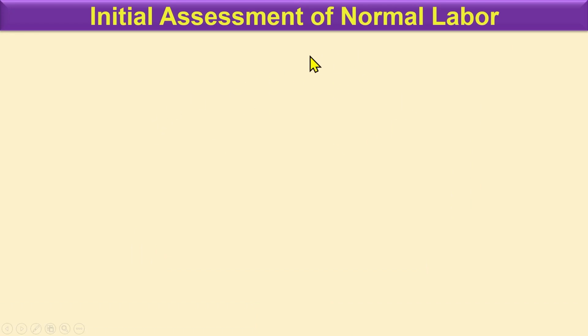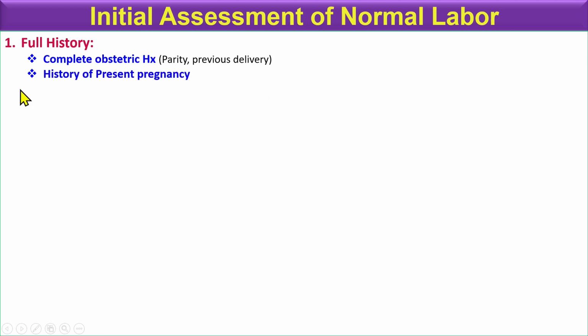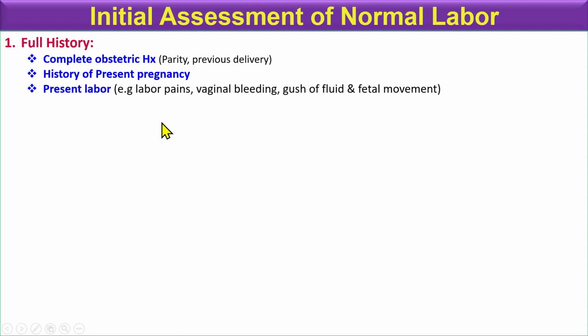So some initial assessment of normal labor, of course, full history. I mean, you take the complete history, and especially ask about the parity and the previous delivery. Okay, and the history of the present pregnancy and the present labor: labor pain, vaginal bleeding, gush of blood, and the fetal movement. So these are all the present labor presentations, so we need to assess all these.